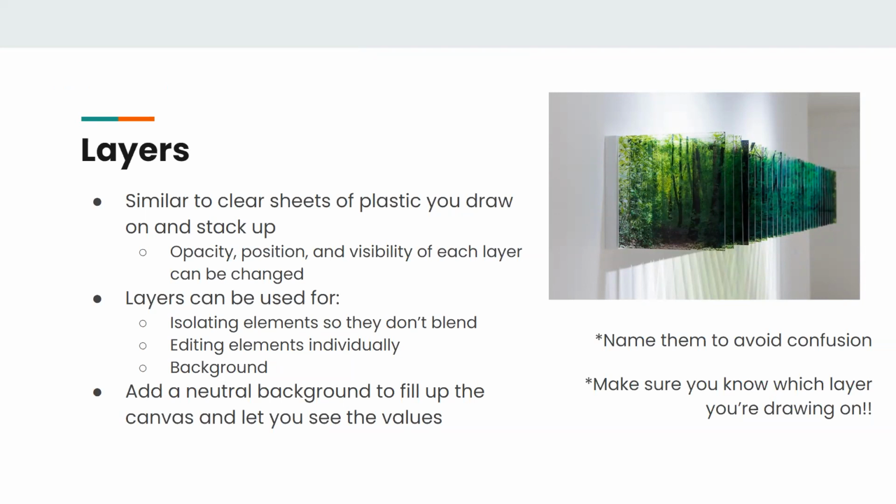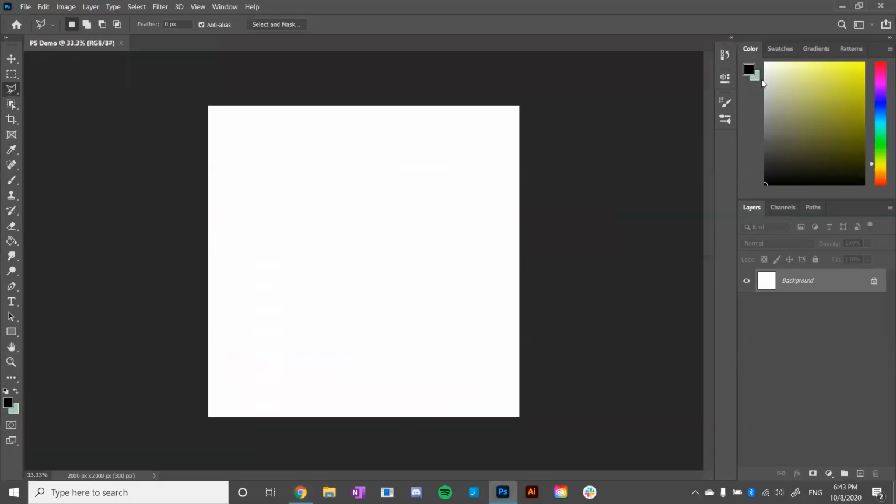And this is really great because it isolates elements so they don't blend together and you can edit them individually. For example, I can move around all the trees. And I can also change the opacity and the position of it and the visibility. So we're gonna go back to Photoshop right now.